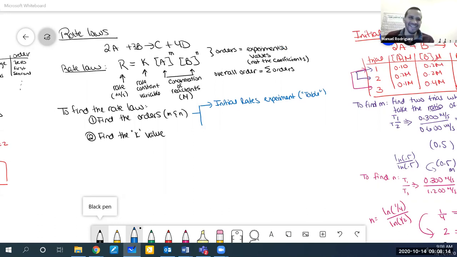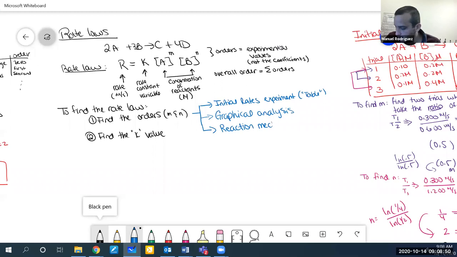Okay, so let's keep working on finding orders. The main way to find orders is by using initial rates. We just covered that. There's a few other ways you can find orders. The second way is by graphical analysis. And the third one is by reaction mechanisms.